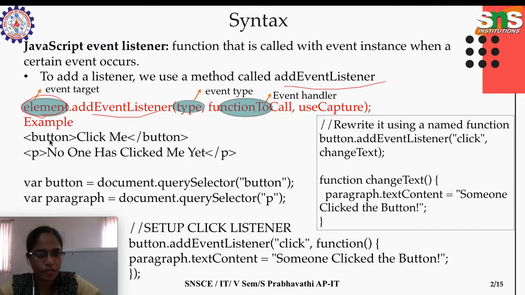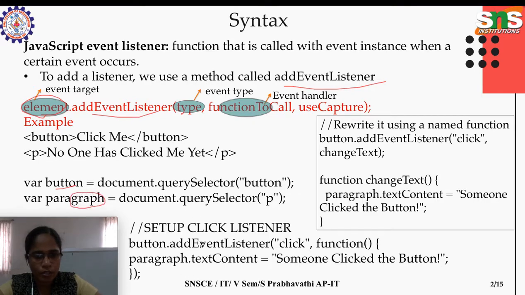You have the HTML element button, click me, and the paragraph. In the background, in JavaScript, you are retrieving the button by means of querySelector, or you can go for getElementById if you mention the ID for this button. There are a number of ways of retrieving the element. Here we are using querySelector for button, and it is represented as an object named button, and similarly we are retrieving the paragraph element and representing it as a paragraph object.